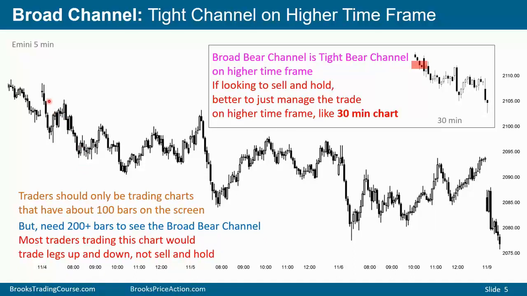If your intention is to simply sell and hold short through all of these rallies, then you're not trading it on the 5-minute chart. You need to be trading it on the next higher time frame chart. On the 5-minute chart, you're only going to be looking at 100 bars, and you're not going to be holding short when the market becomes always in long.